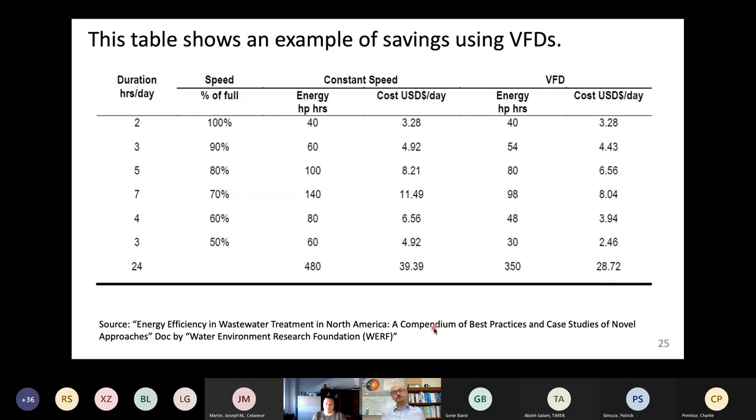Now, the deal with VFDs, of course, is capital cost, like so many recommendations. So you need to do an analysis and see if the capital cost of installing the VFD is going to make it worth the savings that you'll find over time. But this is the kind of analysis that you can do to evaluate your VFDs. Now, VFDs can be used for pumps or mixers, or even those blowers.